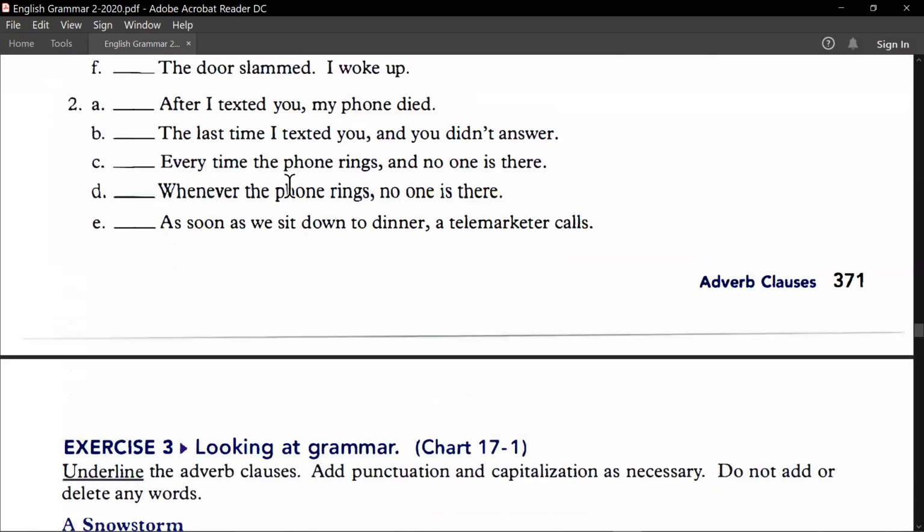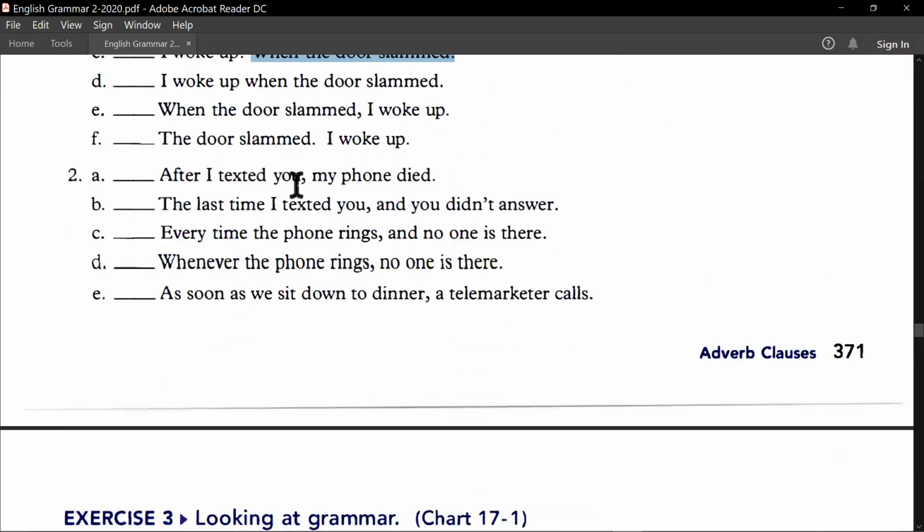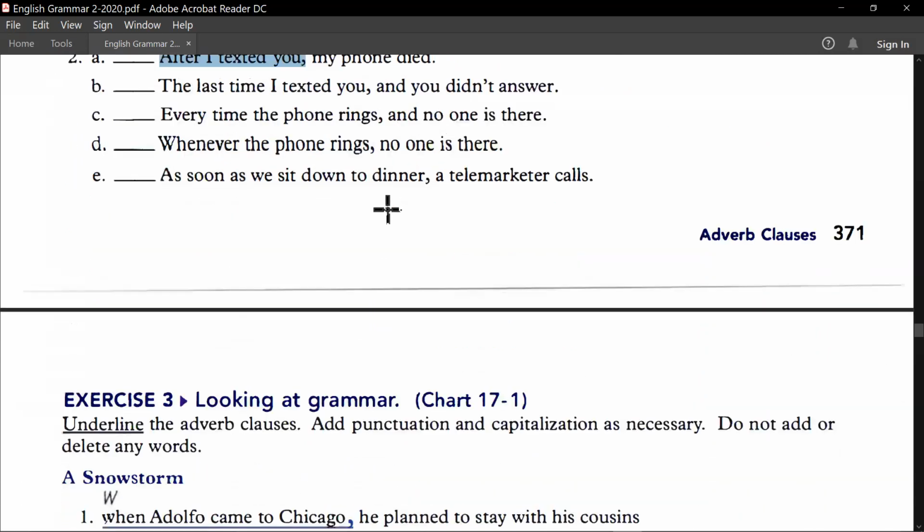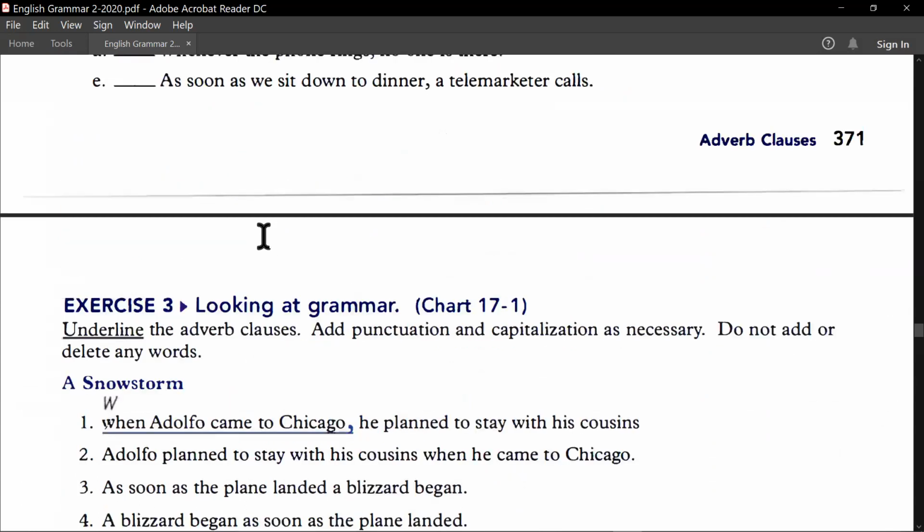After I texted you, my phone died. This is also correct. The comma. Why the comma? Because we started with the adverb clause. Whenever we start with the adverb clause, we add a comma to signify a pause in speech. This is the main clause, okay? Can I move on? Any questions?